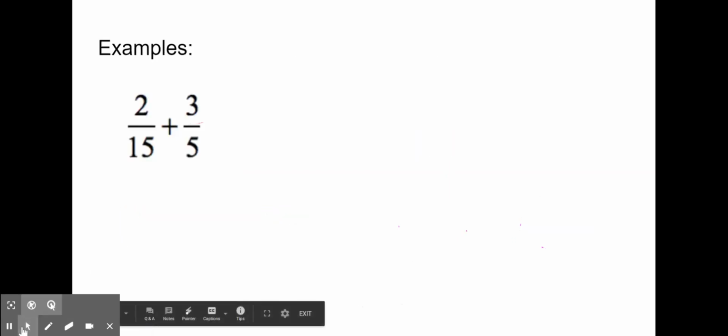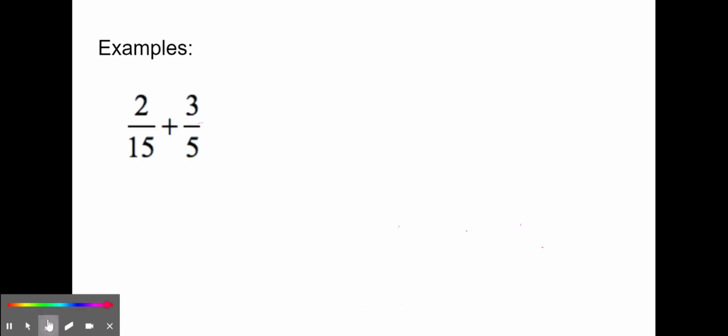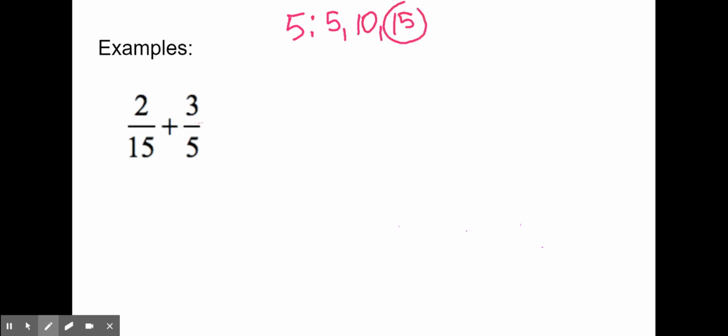So we're going to go over some quick examples. I have 2/15 and 2/5. I know that 15 is a multiple of 5: 5, 10, 15. It's the third multiple. So I know I have to multiply 5 by 3. The first thing I'm always going to do is rewrite it vertically. You don't have to. It helps me keep my work more organized.